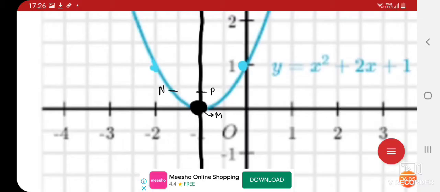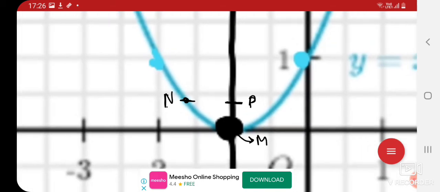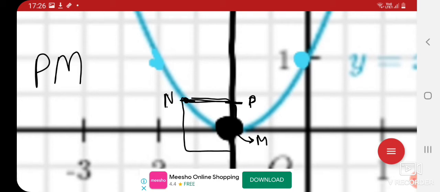Let's suppose, taking this point as P, this point as M, and this point as N, right? I am saying that for this PM, you want the figure you obtain to be a square, is that right?